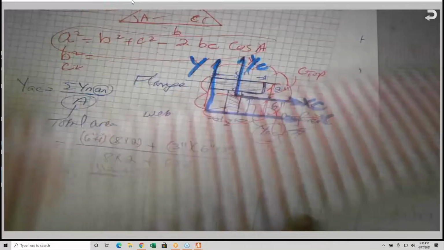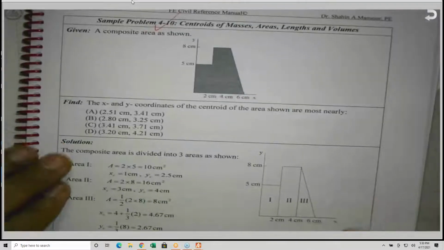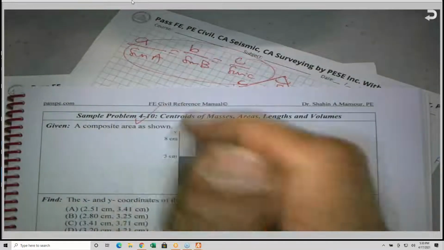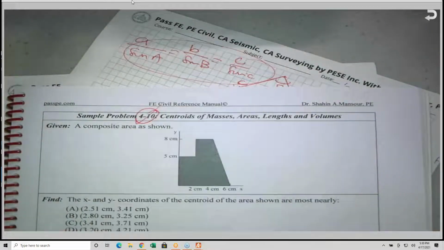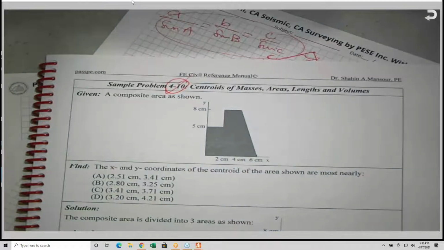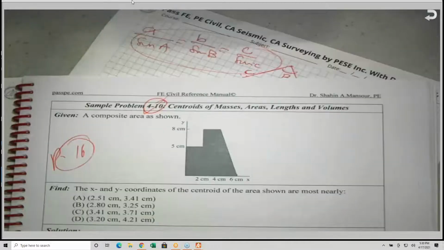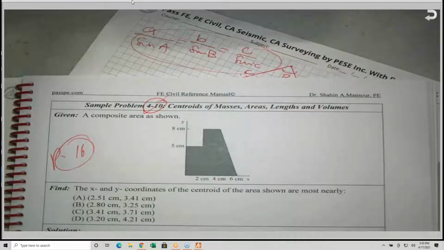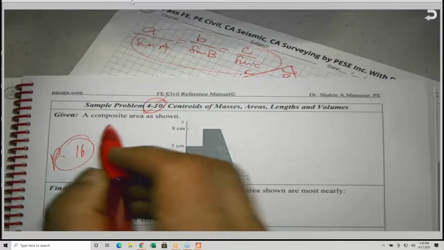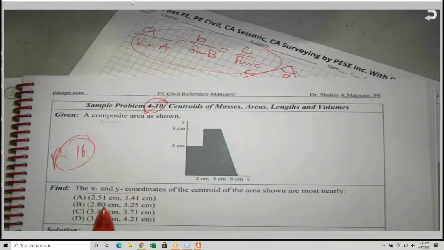Sorry, I'm trying to go a little bit fast and finish as much as I can today. So if you go back again to the section of the moment of inertia, you'll find problem 410 on page 16. This is a given area, and he's asking what are the X and Y coordinates of the centroid.